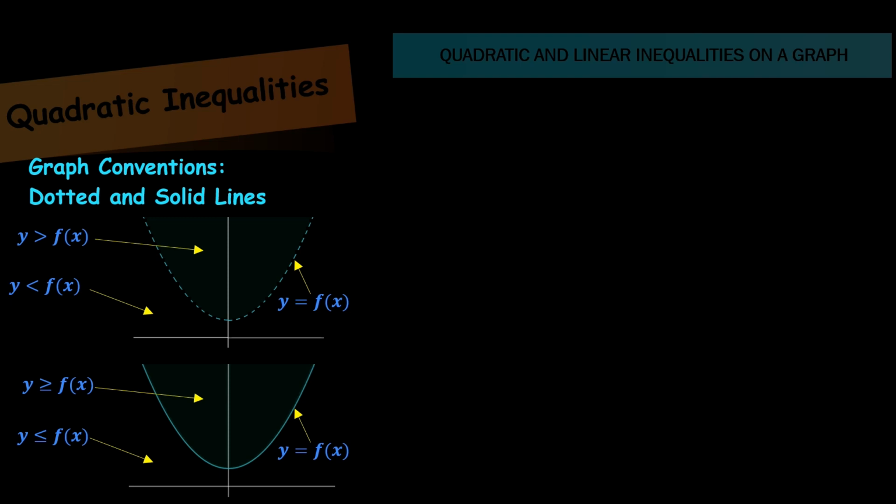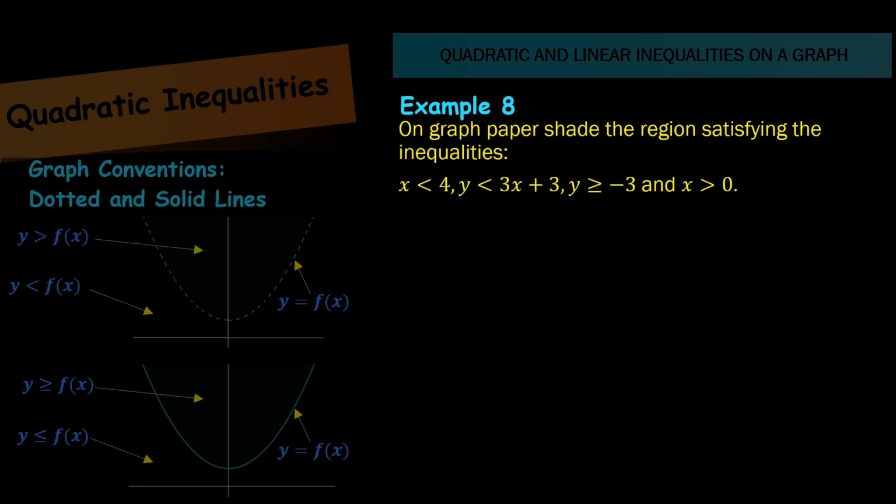Take a look at this example. On graph paper, shade the region satisfying the inequalities x less than 4, y less than 3x plus 3, y greater than or equal to minus 3, and x greater than 0. Pause the video and have a go. Press play when you're ready to view the solutions.